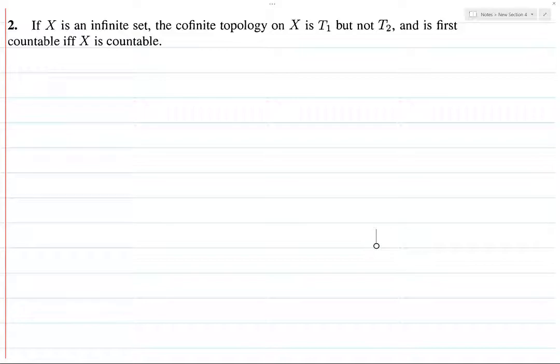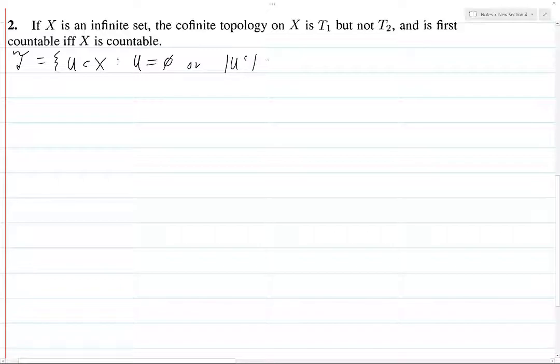We have the cofinite topology, so remember tau is the collection of all subsets U of X such that either U is the empty set or the complement of U is finite. Okay, so we want to prove that it's T1. So choose x, y in X such that x is not equal to y. We can do this because X is an infinite set, so it obviously contains two elements.